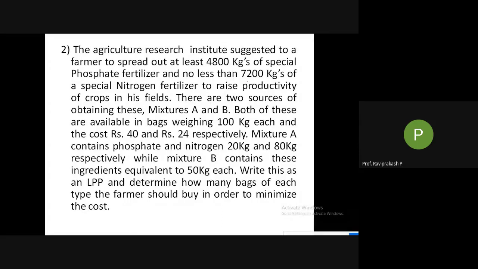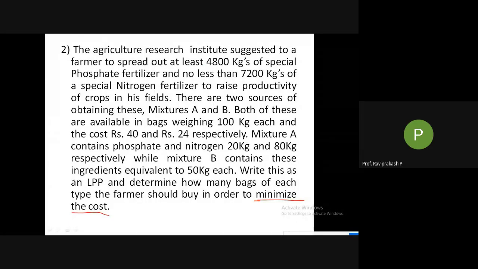Try solving it. Here you should see what kind of objective function we are having. We are having minimization; you can see minimizing the cost is given to you. In the earlier problem it was max z, maximization. Here we have a minimization problem, so we should write min z, the objective function.